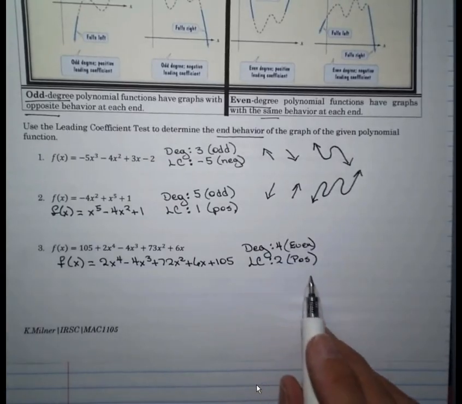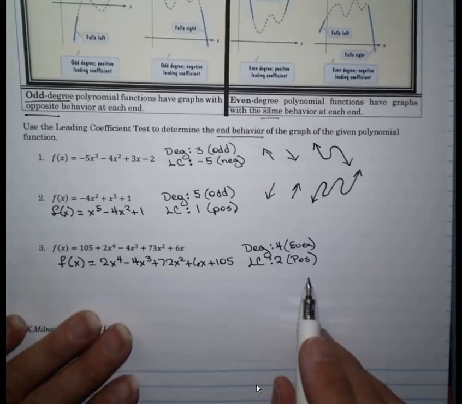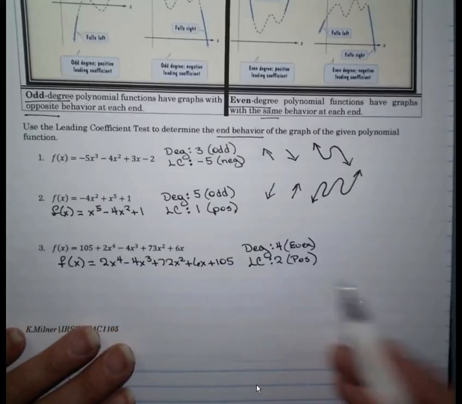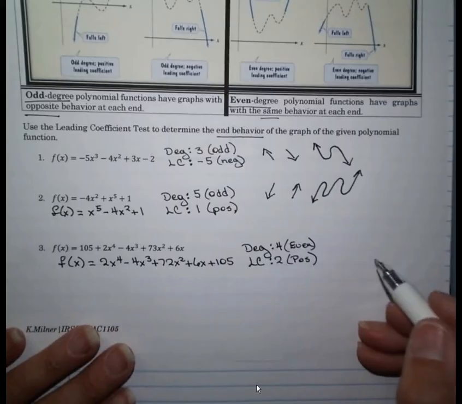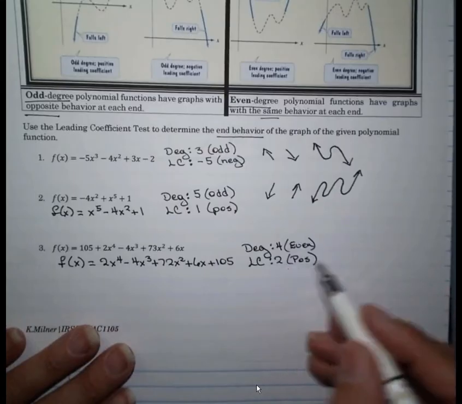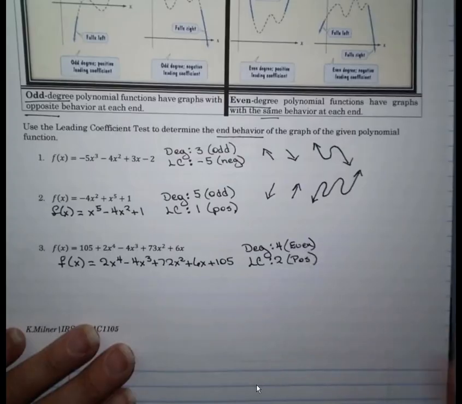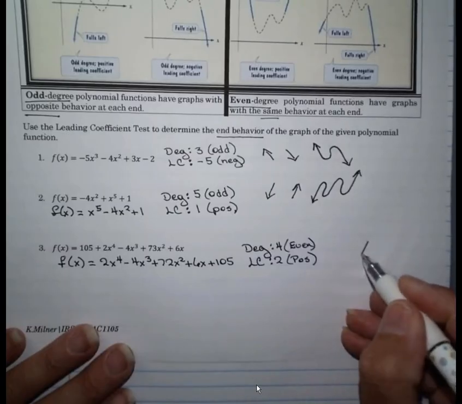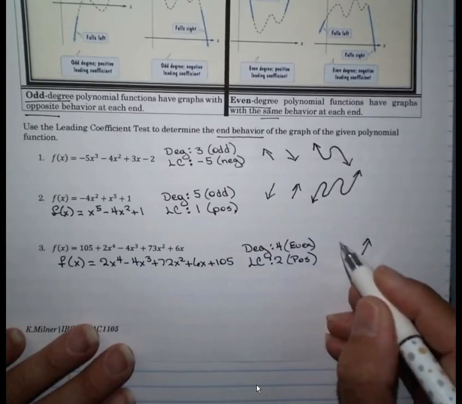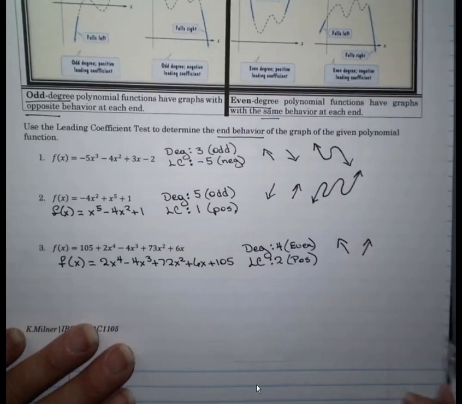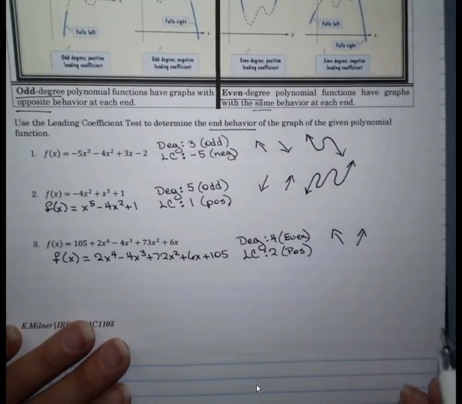Well, because it's positive, what I'm expecting is that the end of the graph and the beginning of the graph are going to do the same thing. Because it is an even function, and because it's positive, I'm expecting the end of the graph to go up. Because it's an even function, I'm expecting both of them to do the same thing. That's what I was trying to say. Okay, so this is what I'm looking at.